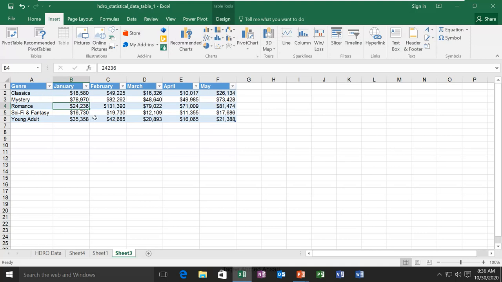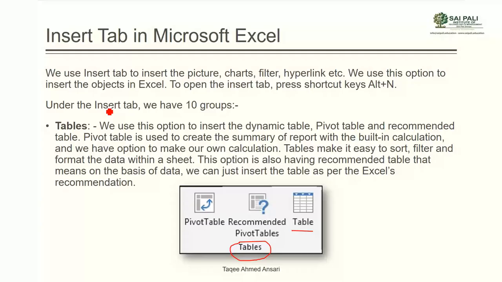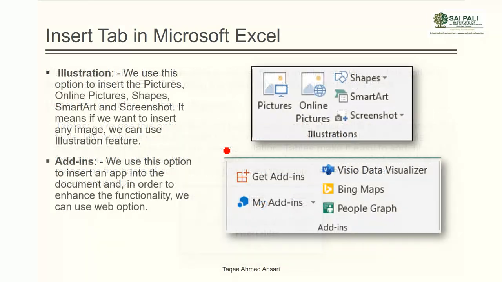So it will be easy for me to filter the data. Then in the Insert tab, we have the next group which is called the Illustration group. This Illustration group allows us to add pictures in our worksheet. We can download a picture from an online source. We can add multiple shapes, SmartArt, and even screenshots.